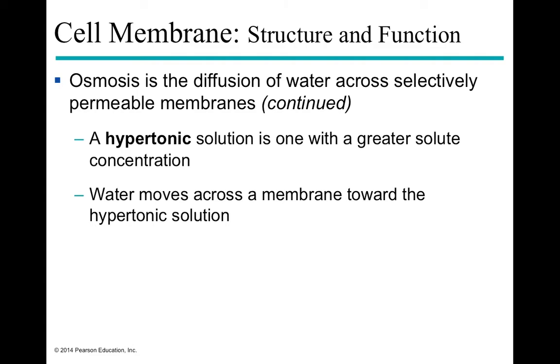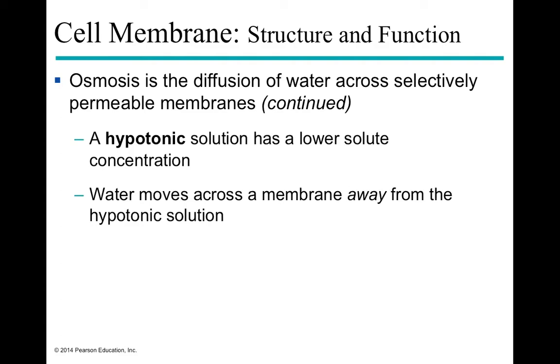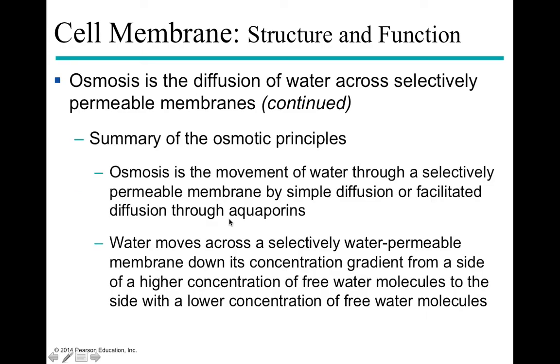And a hypertonic solution means we have a greater solute concentration, which means we have a lower water concentration, which means water is going to move again from high to low, which means that water is going to move out of the cell into the hypertonic solution. That cell is going to purge and get smaller. If a cell is in a hypotonic solution, that's a solution that has a lower solute concentration. And what I want you to read there is a higher water concentration. And again, water is going to go from high to low. So it's going to go away from the hypotonic solution into the cell, which is going to cause the cell to lyse.